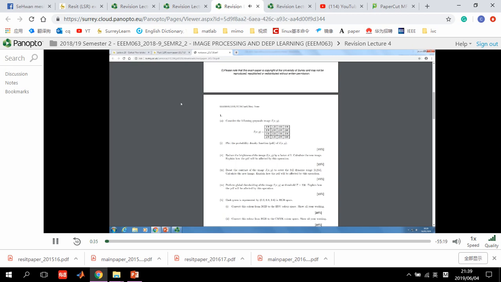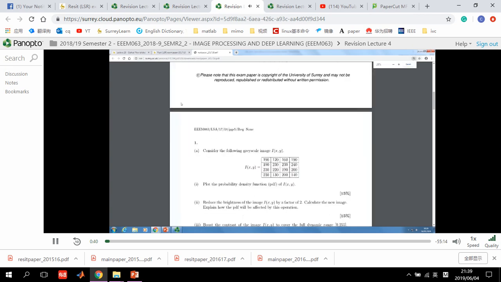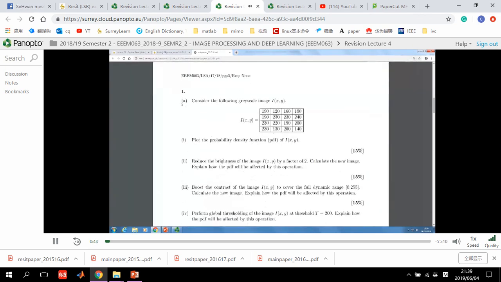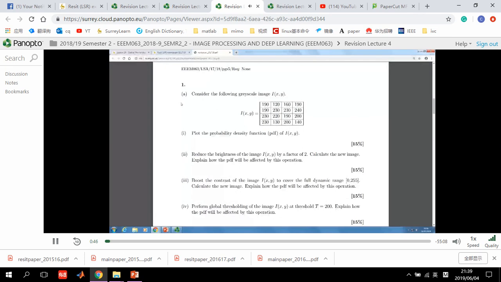Consider the following grayscale image. And then it provides you with a 4x4 pixel image. That's a bit easier to see, isn't it? Okay, plot the probability density function of the image. Who remembers what probability density function is? PDF of an image. What is that? Yeah, it's a histogram of what? Of the grayscale values. That's right.